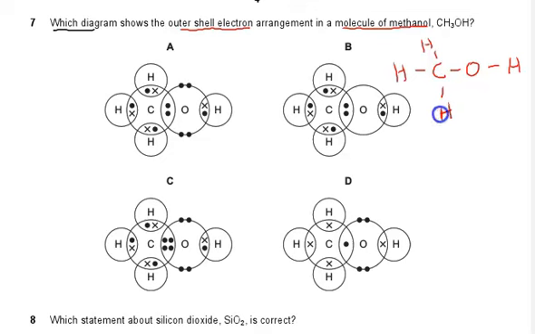Okay, and then in each of these bonds there will be 2 electrons only. And there is no double bonding over here. Now they are asking for the outer shell electrons. So which means the carbon will have 4 valence electrons. Oxygen will have 6 valence electrons.